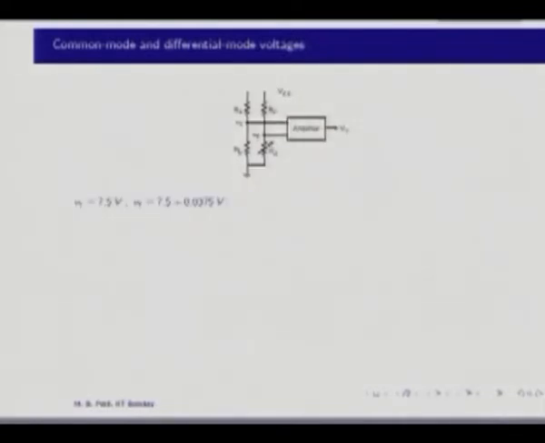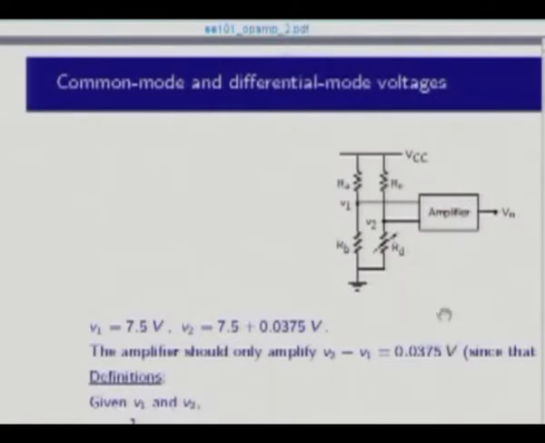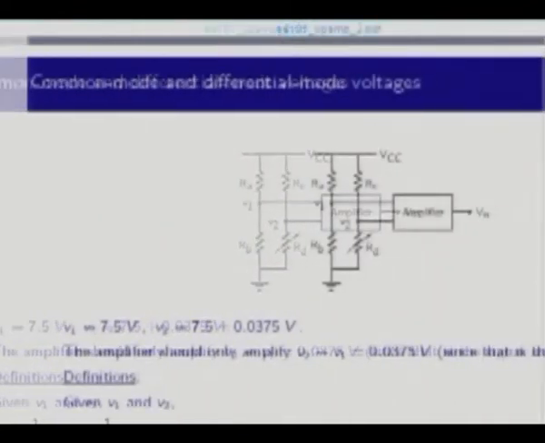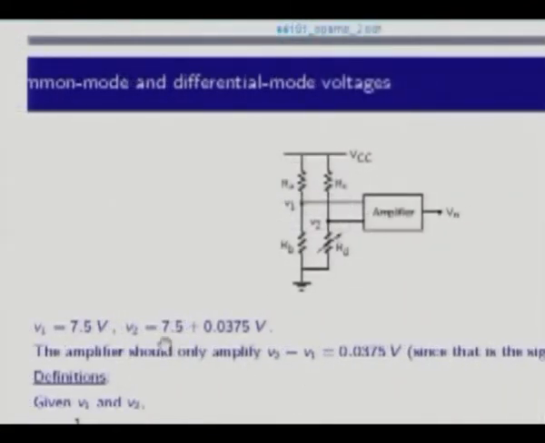Okay, so next slide. This is the same circuit as before, and this is what we got earlier. The V1 node was sitting at 7.5 volts, V2 is sitting at 7.5 plus a very small number, 37.5 millivolts, much smaller than 7.5 volts. And what we would like to do is to amplify only V2 minus V1, only this 0.0375, and not this 7.5, because that is the quantity that is proportional to the signal that we are trying to measure.